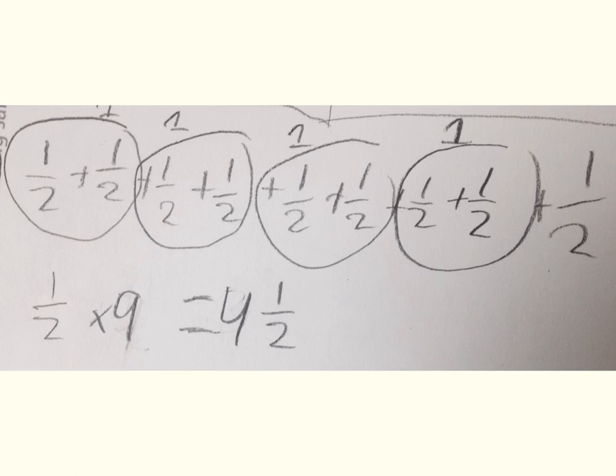This student was solving 1/2 times 9. The student used the commutative property to change it to 9 times 1/2, and then used repeated addition, grouping pairs of halves together to create wholes and arriving at a product of 4 and 1/2.